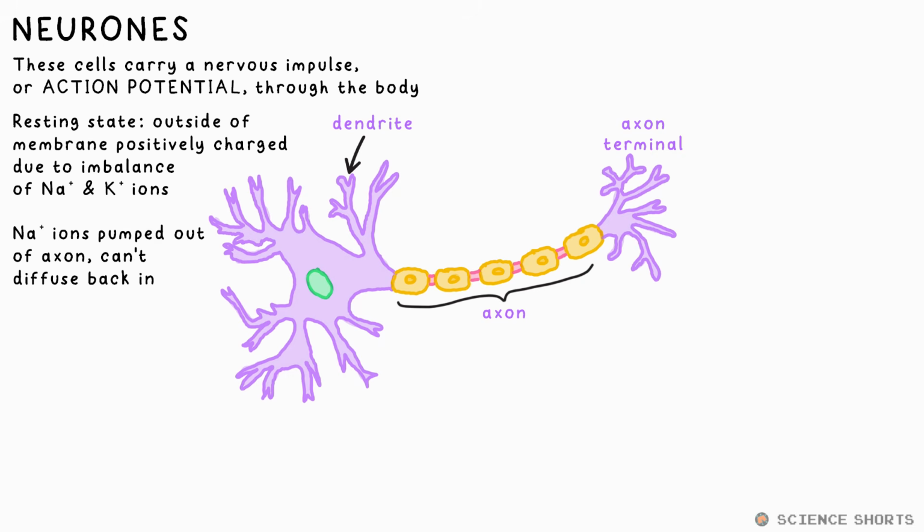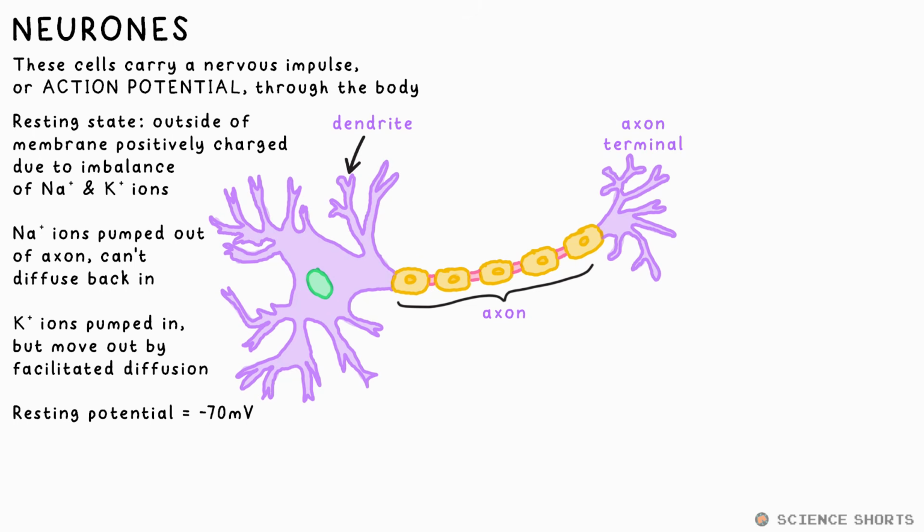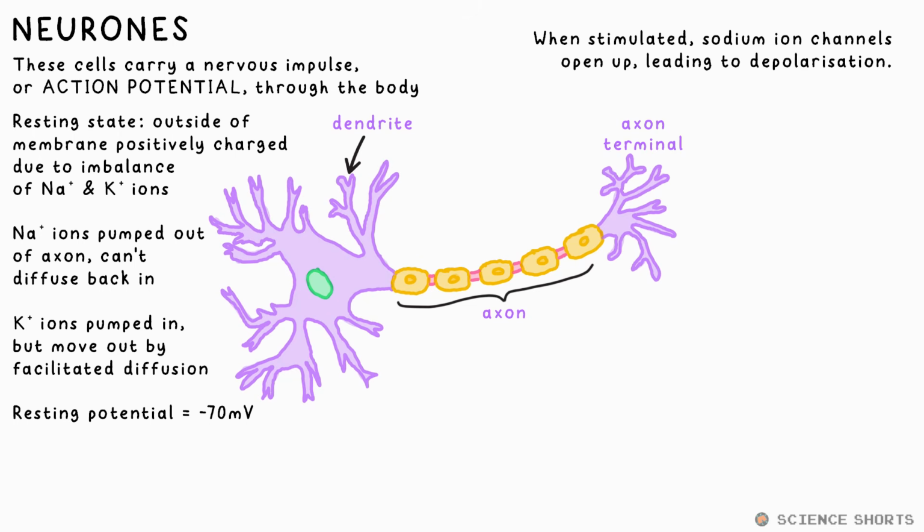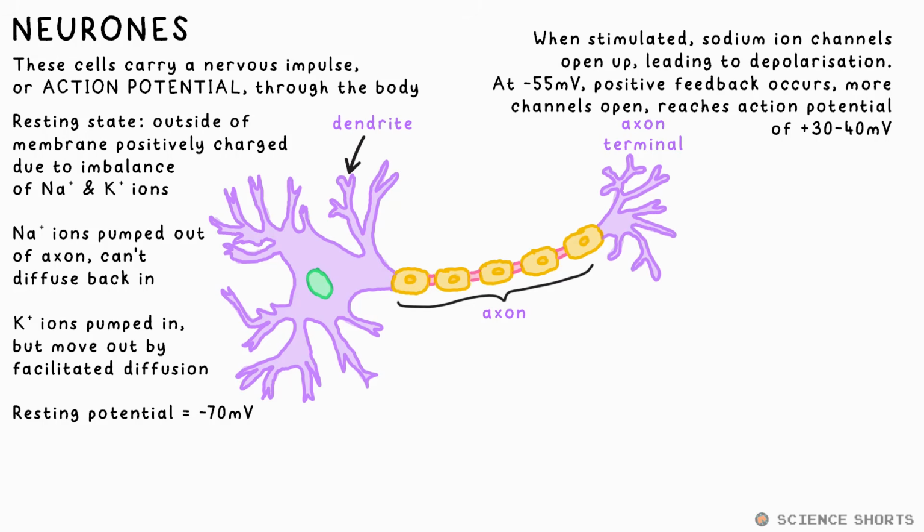Sodium ions are pumped out of the axon and they can't diffuse back in. Potassium ions are also pumped in, but they can move out by facilitated diffusion, thanks to potassium ion channels. The resulting potential difference, called the resting potential, is minus 70 millivolts. When stimulated, sodium ion channels open up, which means they can move into the axon by facilitated diffusion, resulting in depolarization, and at minus 55 millivolts, positive feedback occurs, kicking it into overdrive, and it reaches its action potential of around plus 30 to 40 millivolts.